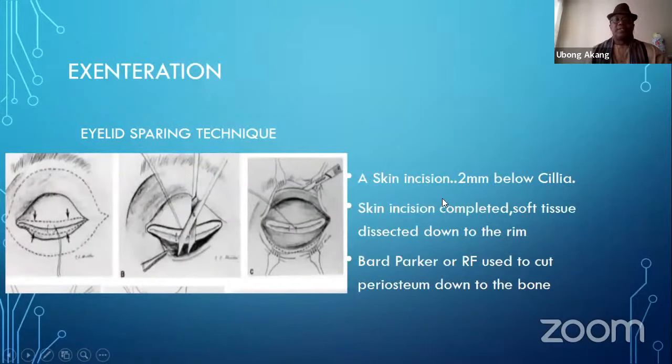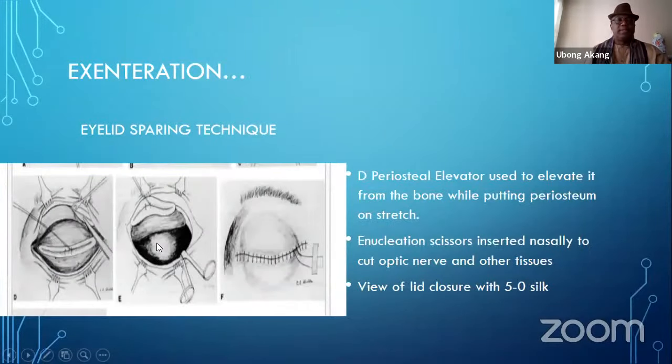So you can see this skin incision 2 millimeters below the cilia. The skin incision is completed, soft tissue directed to the rim. Always aim for the orbital rim; it makes life easier. Use a Bard-Parker blade or your RF cautery to cut over the bone there. Then you use a periosteal elevator to elevate the periosteum from the bone while putting it on stretch. Enucleation scissors is used to cut out the optic nerve and other tissues.